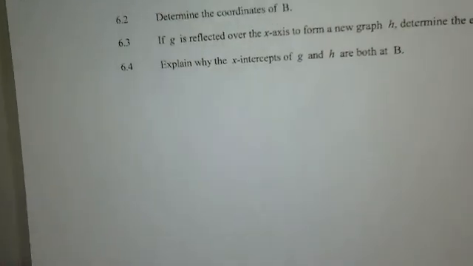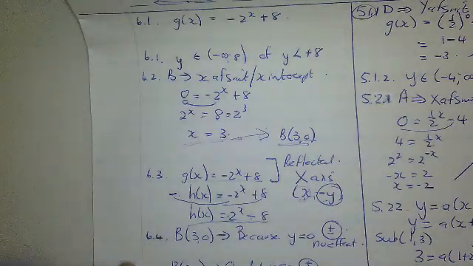Then the last question there. Explain why the x-intercepts of g and h are both at B. So the reflected one and the other one.